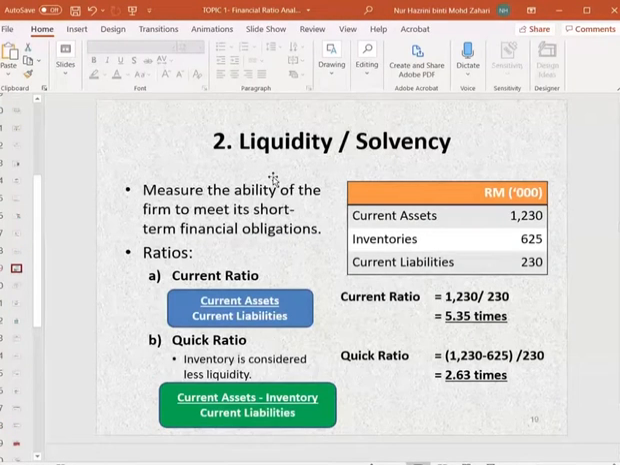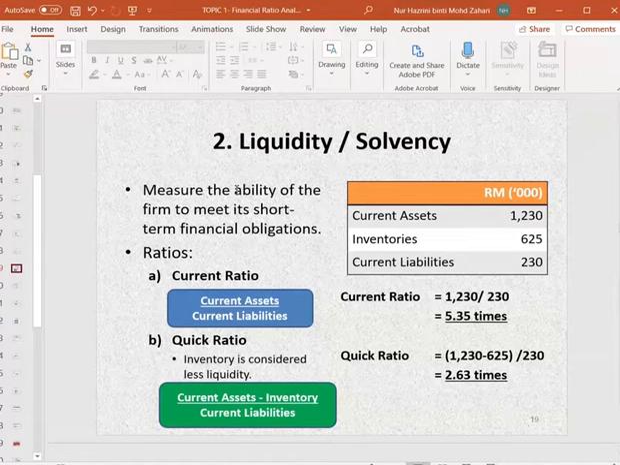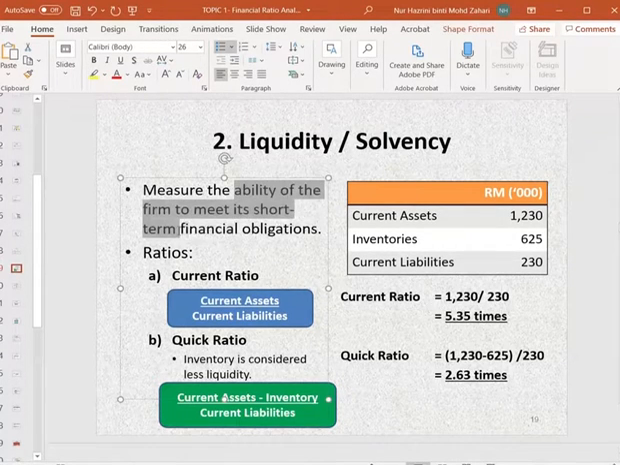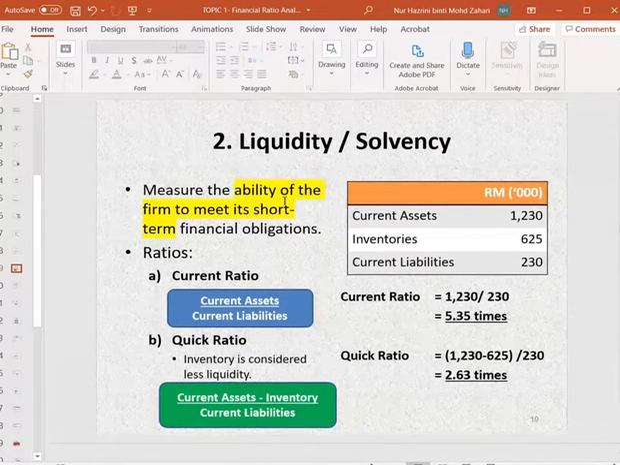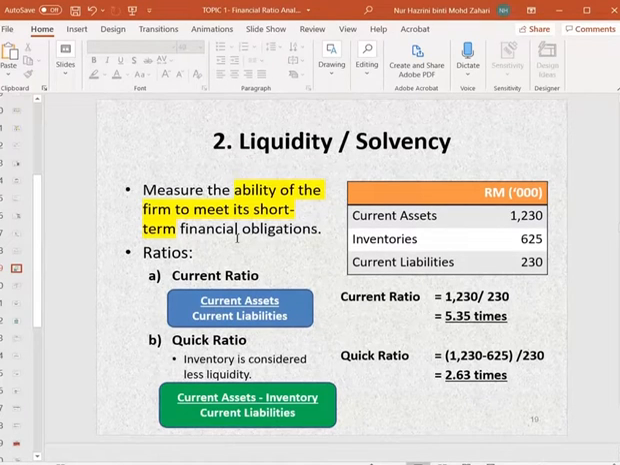Now let's go to the liquidity ratio. Liquidity means we want to see the ability of the company to meet its short-term obligations. Short-term obligation has to be highlighted because we are just talking about the short-term liabilities.